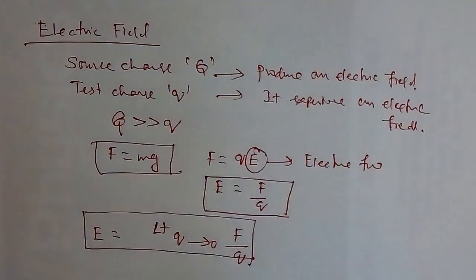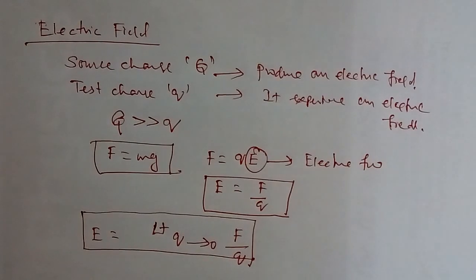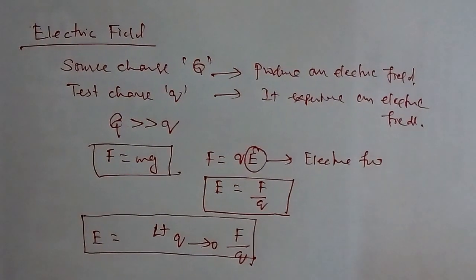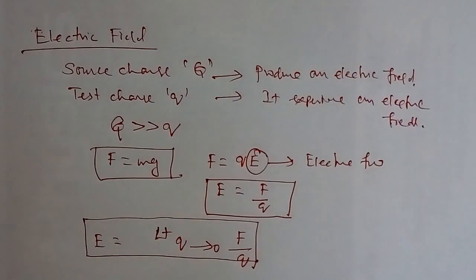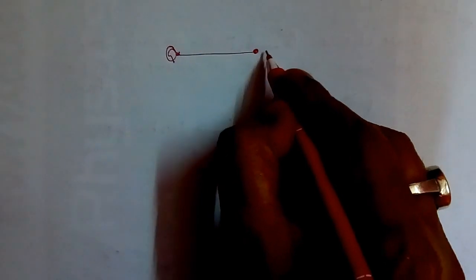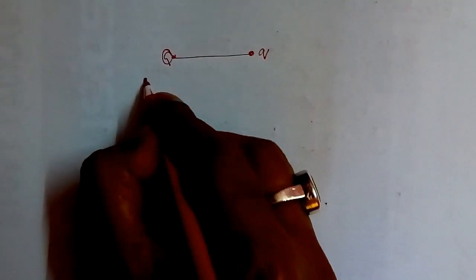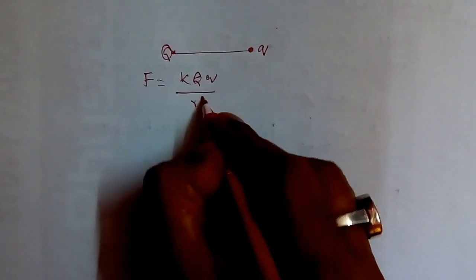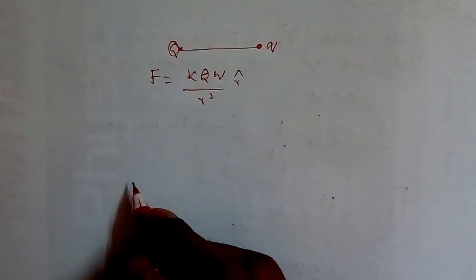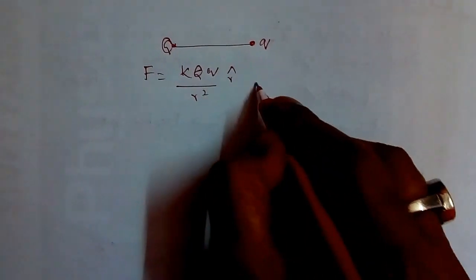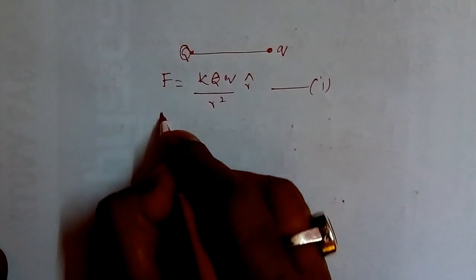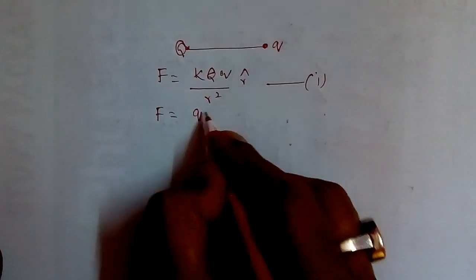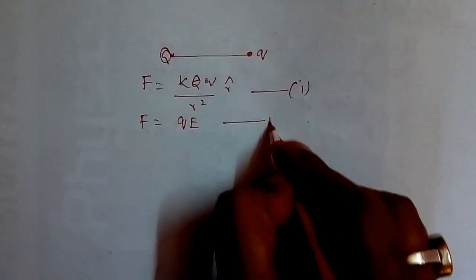So this actually means that whenever we are talking about electric field, we should consider this test charge to be very small. It is so small that it is not going to affect the source charge capital Q. The force between source charge capital Q and test charge small q is of course given by F equal to k capital Q small q divided by r square, r cap, taking a unit vector r here. We can call this equation 1. We also know F equals qE. This is our second equation.